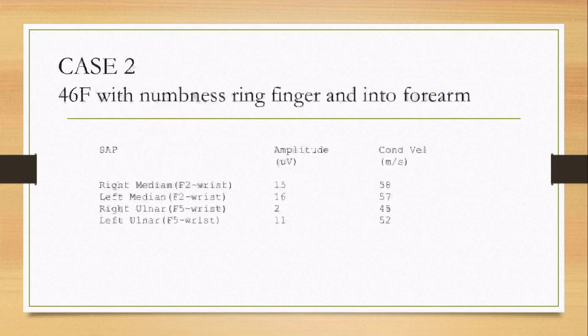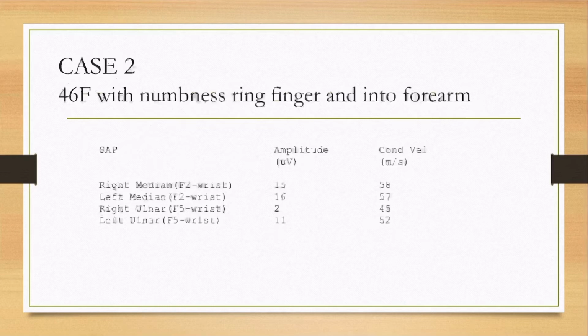So, a 46-year-old lady with numbness in the ring finger and into the forearm. Now, the first thing before we even dive into the actual numbers over here is, if we're thinking about the differential, is it an ulnar? Is it a lower cervical radiculopathy? But if it's an ulnar, then I would be extending into the forearm, so one has to bear this in mind when one's doing the test. So let's have a look at the median data.